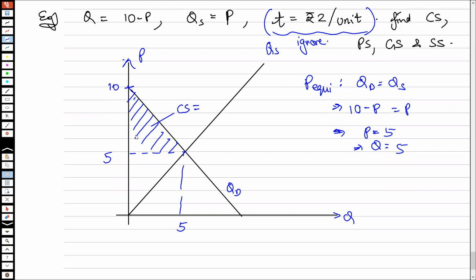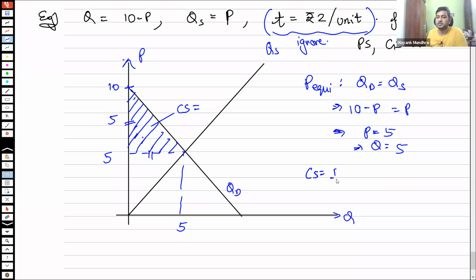Just 10. Consumer surplus what? 5. No, yeah, sorry. You have to use the area of the triangle. So 12.5, yeah. This height is 5, this base is 5. So consumer surplus is half into base into height, so that is 25 by 2, so that is 12.5.